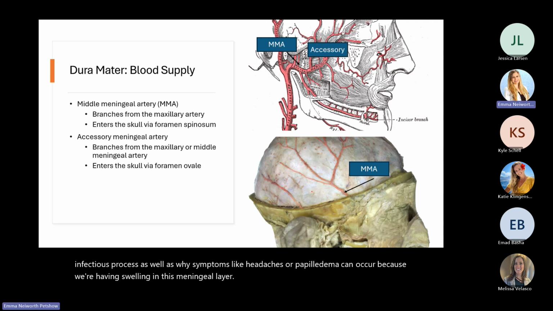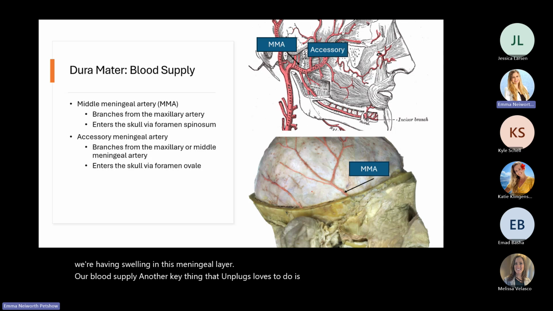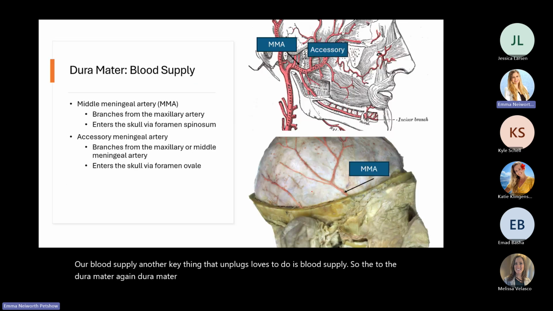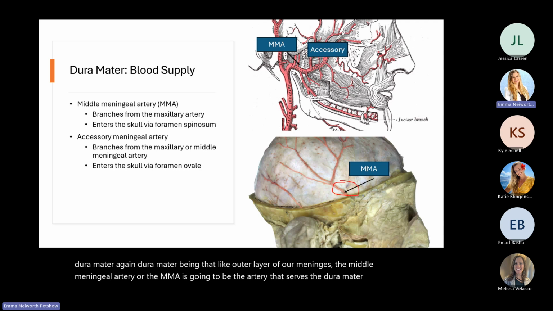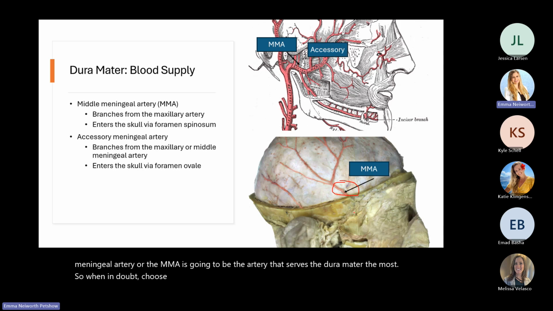Our blood supply, another key thing that NPLEX loves to do, is blood supply. So to the dura mater, again, the outer layer of our meninges, the middle meningeal artery, or the MMA, is going to be the artery that serves the dura mater the most. So when in doubt, choose the MMA, the middle meningeal artery.